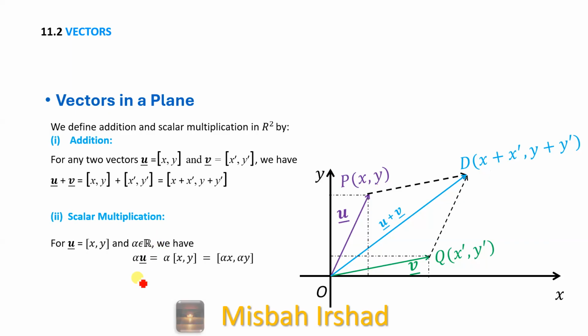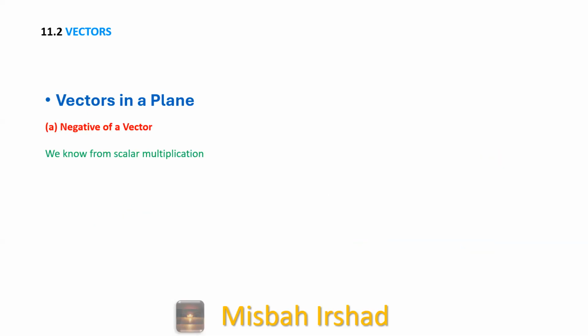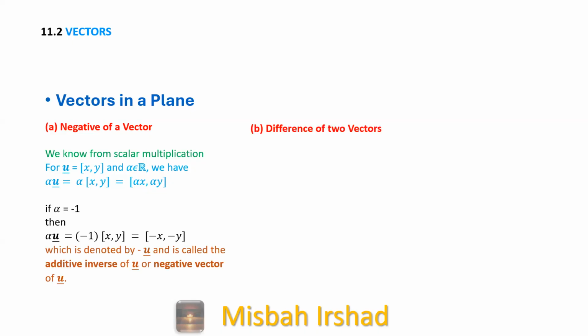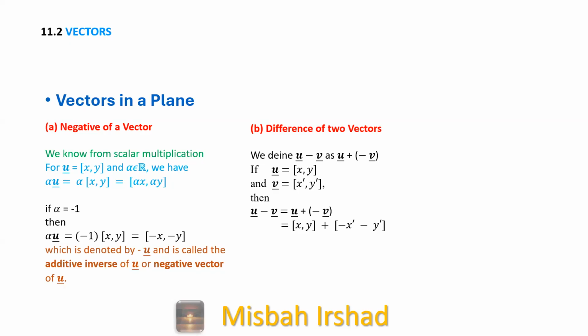Similarly, if we have a vector u whose components are x, y, then alpha u will be the vector whose components are alpha x and alpha y. So multiply each component by alpha. The negative of a vector is the negative of each component. The difference of two vectors is the difference of corresponding components, like this. u minus v is [x minus x prime, y minus y prime]. So its components are the difference of corresponding components.